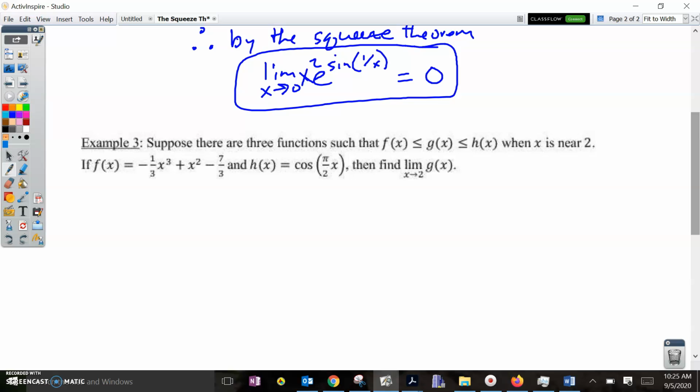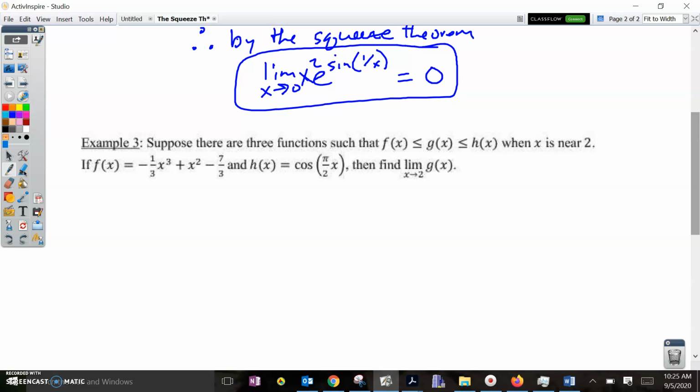Suppose there are three functions such that f of x is less than or equal to g of x, which is less than or equal to h of x whenever x is near 2. If f of x is this polynomial and h of x is cosine of pi over 2 times x, then find the limit as x approaches 2 of g of x.